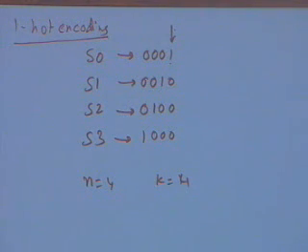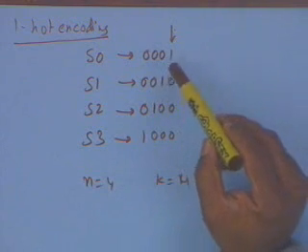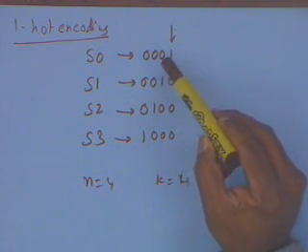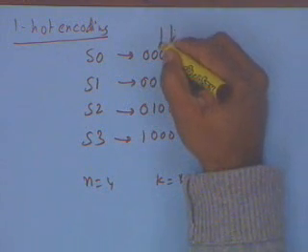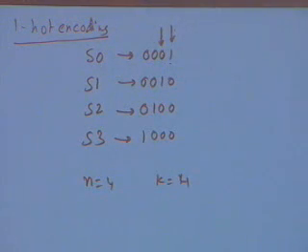Of course, by looking at this bit, I will not know which state the machine is in, but looking at it, I can know whether it is in state S0 or not. Similarly, whether a machine is in state S1 or not, I just need to look at this particular bit. And this type of an encoding is called one-hot encoding.